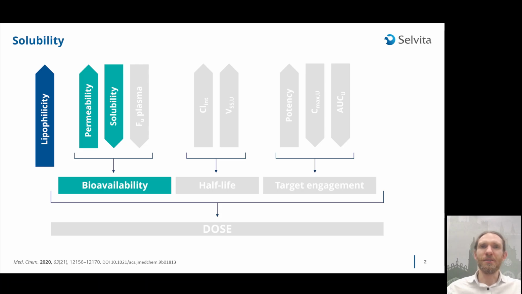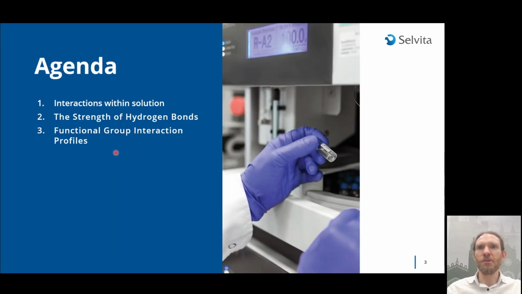As you may recall, this chart represents the roadmap for the upcoming series. With the last presentation, we finished talking about permeability, and now we'll move on to solubility. We'll start with a description of different interactions within solution, then the strength of hydrogen bonds. Functional group profiles will be topping the presentation.